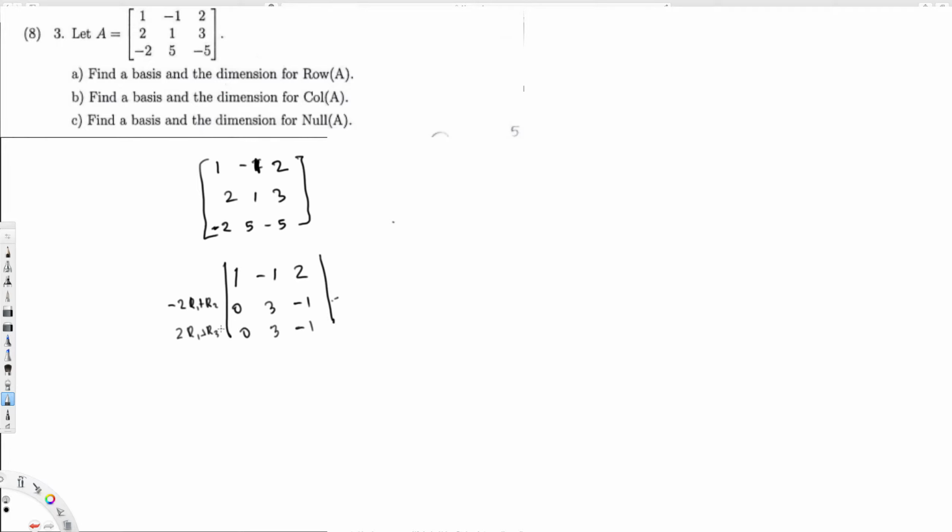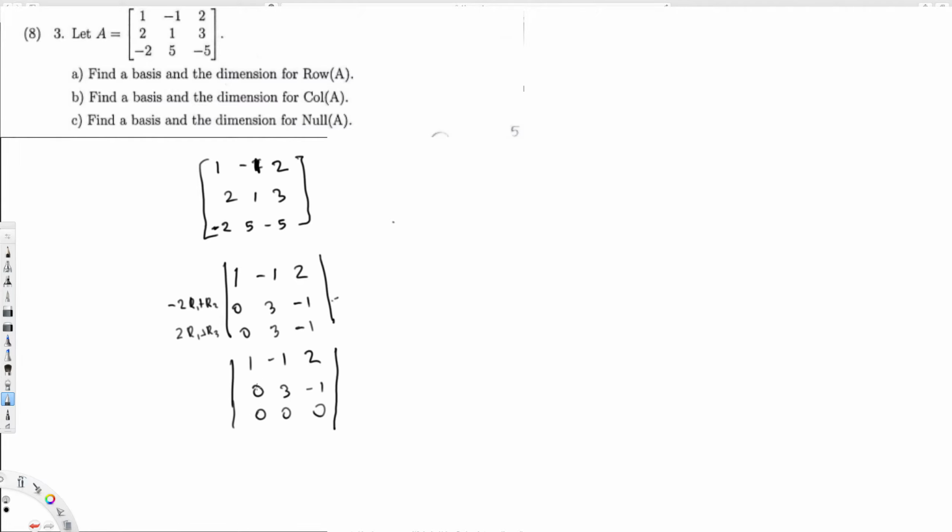So if you see, the second and third rows have the same values. Since they are the same, we can multiply one of these by -1, add it with the other one and make it 0. So we get 1, -1, 2; 0, 3, -1; 0, 0, 0. This means this system has infinitely many solutions, and we know we have two pivots right here. So we have one more thing to do.